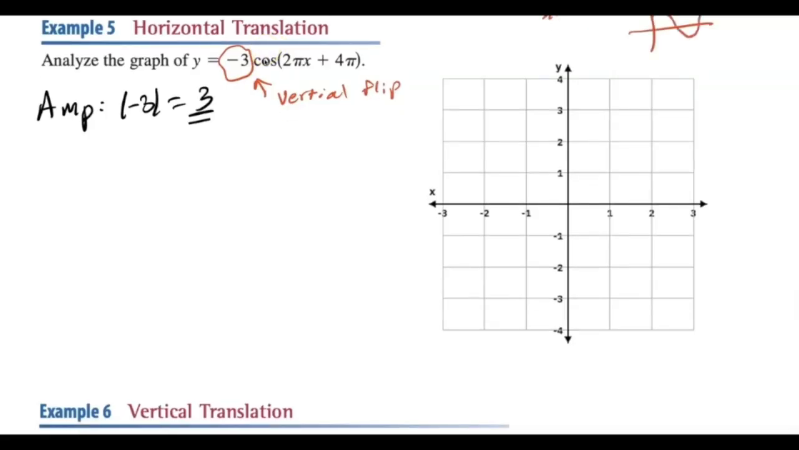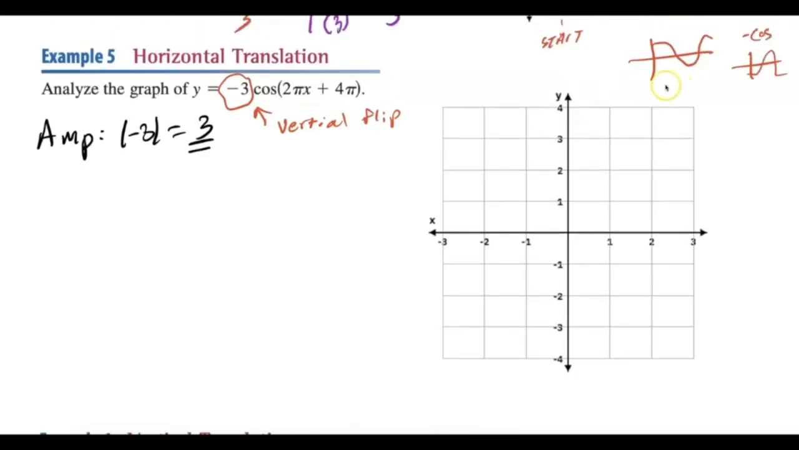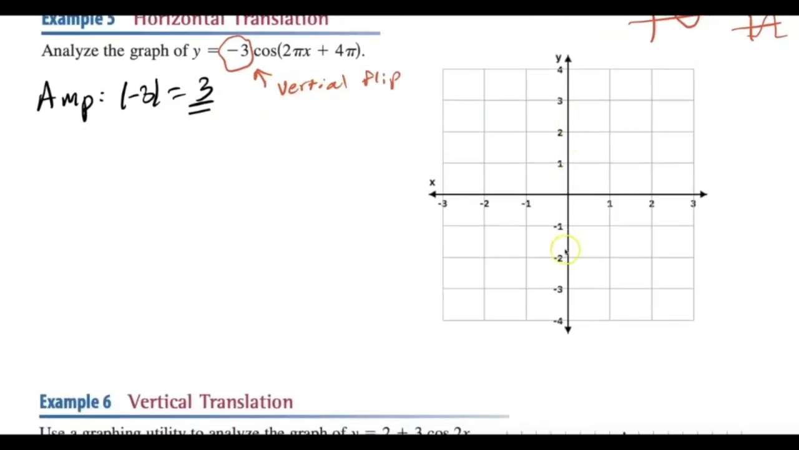Cosine graph normally looks like this. But if it's a negative cosine graph, we're going to flip it. It's going to be upside down like that. Normal cosine graph looks like this. With the negative, we're going to flip it upside down. That does have an effect, but it does not affect the amplitude. Amplitude's still going up 3, down 3. Amplitude's still this. That's still our amplitude. Okay.